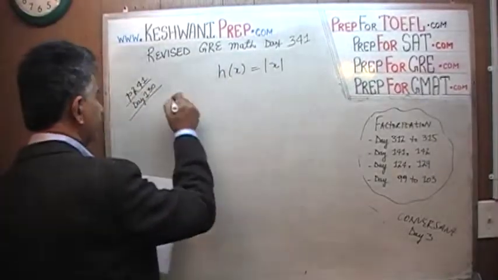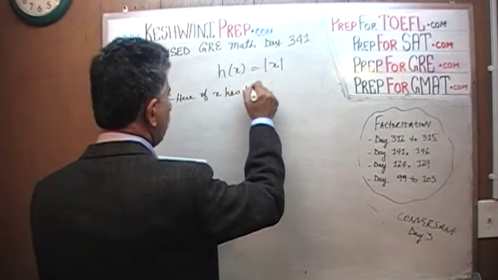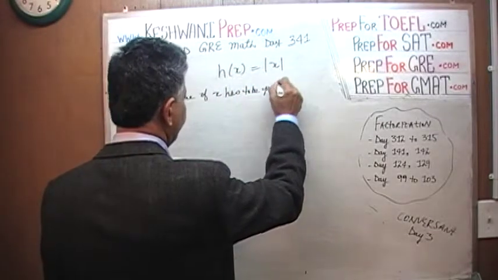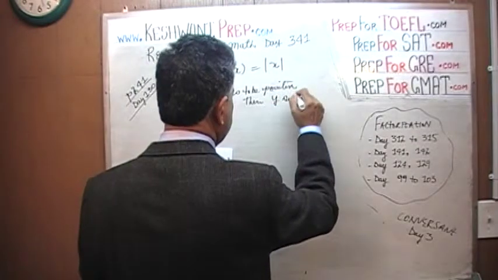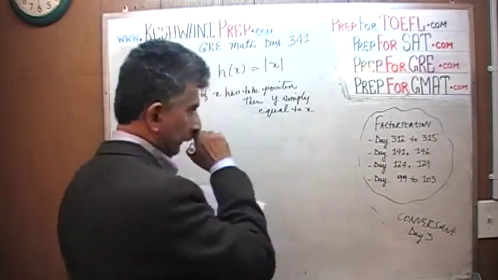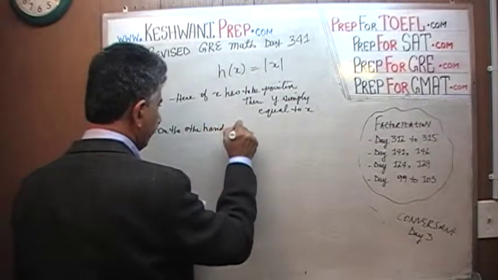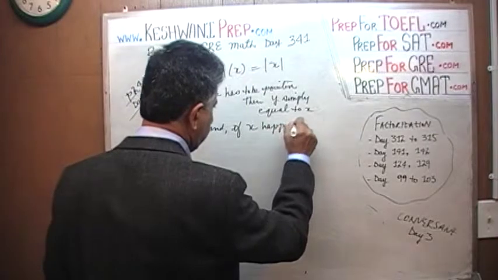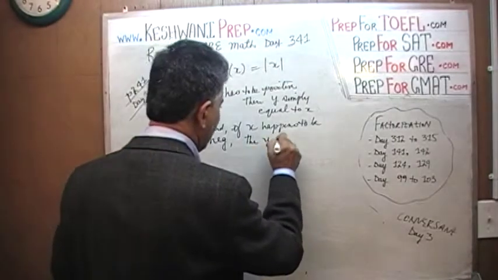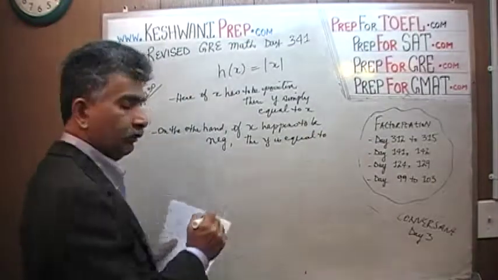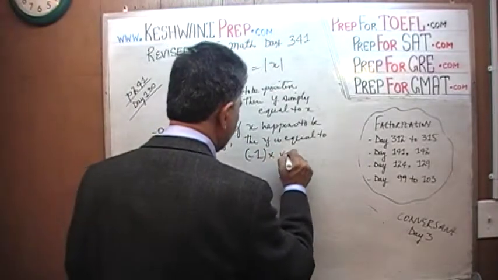What this says is that if x happens to be positive, then y is simply equal to x. On the other hand, if x happens to be negative, then what is y equal to in that case? If x happens to be negative, then it equals -1 times the value of x.